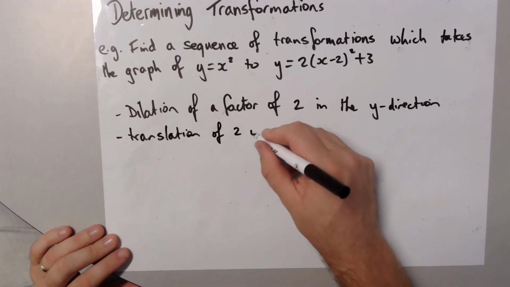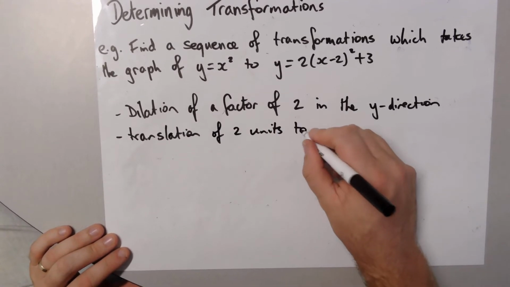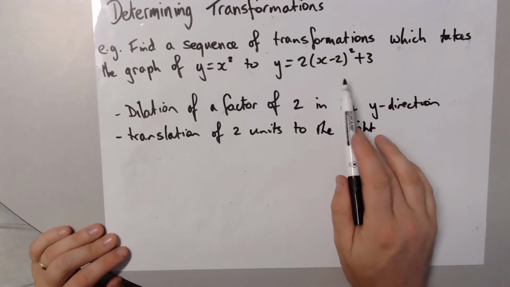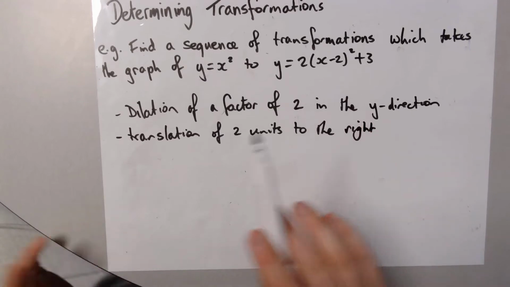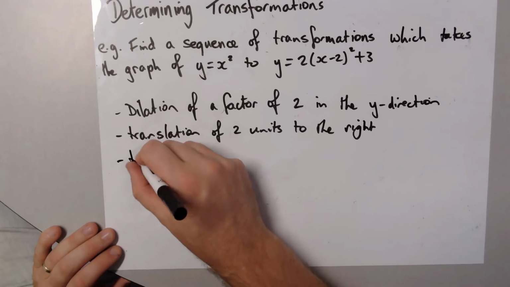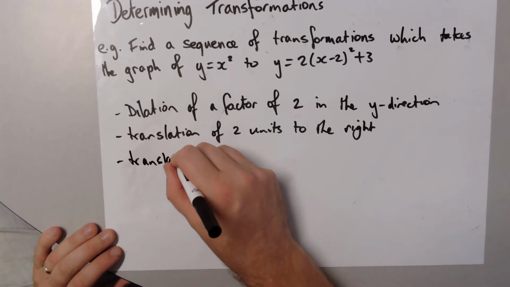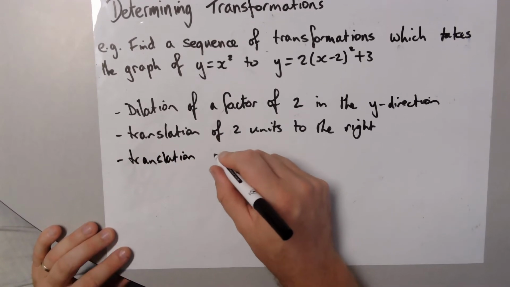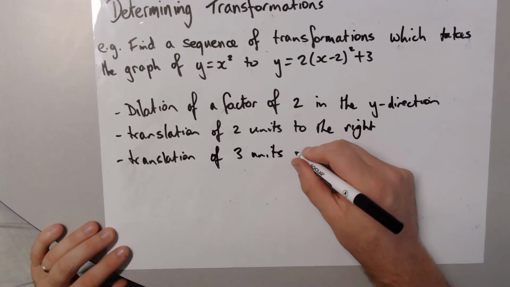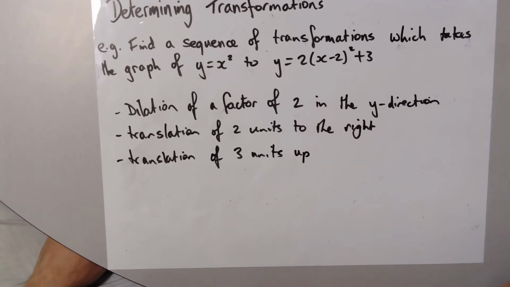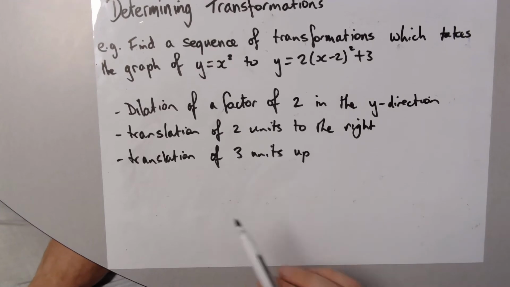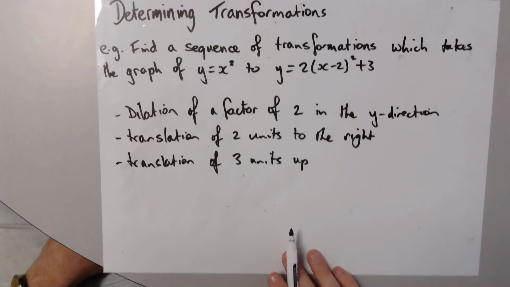We've also had a translation of 2 units to the right. Remember, don't get suckered in. It says -2, which means it moves to the right. If it was +2, it would move to the left. And a translation of 3 units up, or 3 units in the vertical direction. Or this could be 2 units in the positive x direction, 3 units in the positive y direction. A few ways of talking about this.